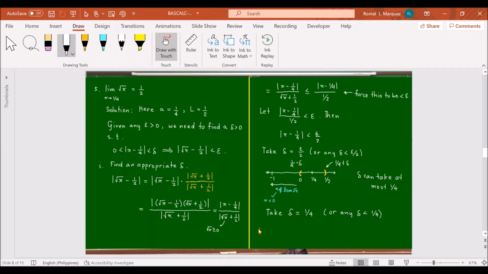So these two restrictions on delta can be written as the minimum of 1/4 and epsilon over 2. Okay, guys?